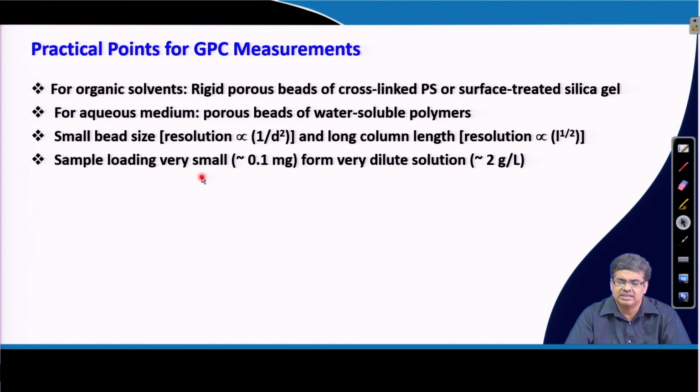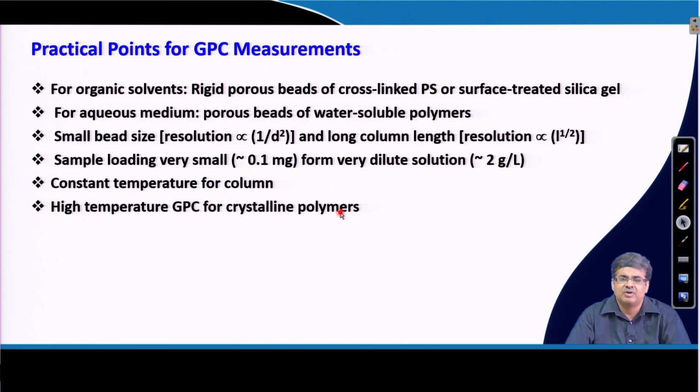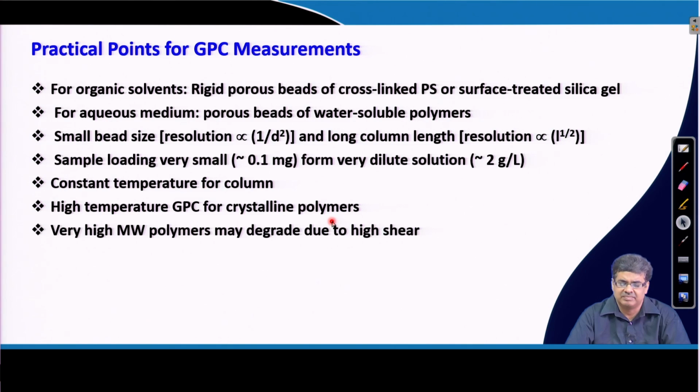Sample loading generally is very small, about 0.1 mg, which turns out to be a very dilute solution, about 2 gram per liter. That depends: if the difference in refractive index between the solvent and the polymer sample is low, then we need a higher concentration of the polymer solution to get a more intense signal in RI. The temperature of the column must be maintained fixed, which is very important. And for crystalline polymers, high temperature GPC is required to solubilize the polymer samples.